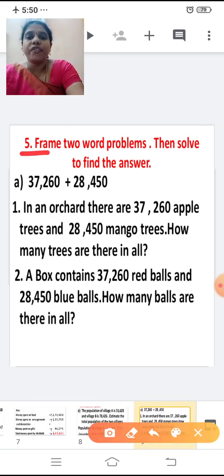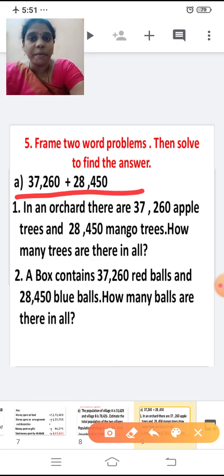Last one. Frame two word problems. We are going to form a word problem and then solve to find the answer. Now the question has been given for you, and for this question you are going to form a word problem. Shall we form a word problem now? Frame two word problems. For one sum we are going to form two word problems. What is the first sum?